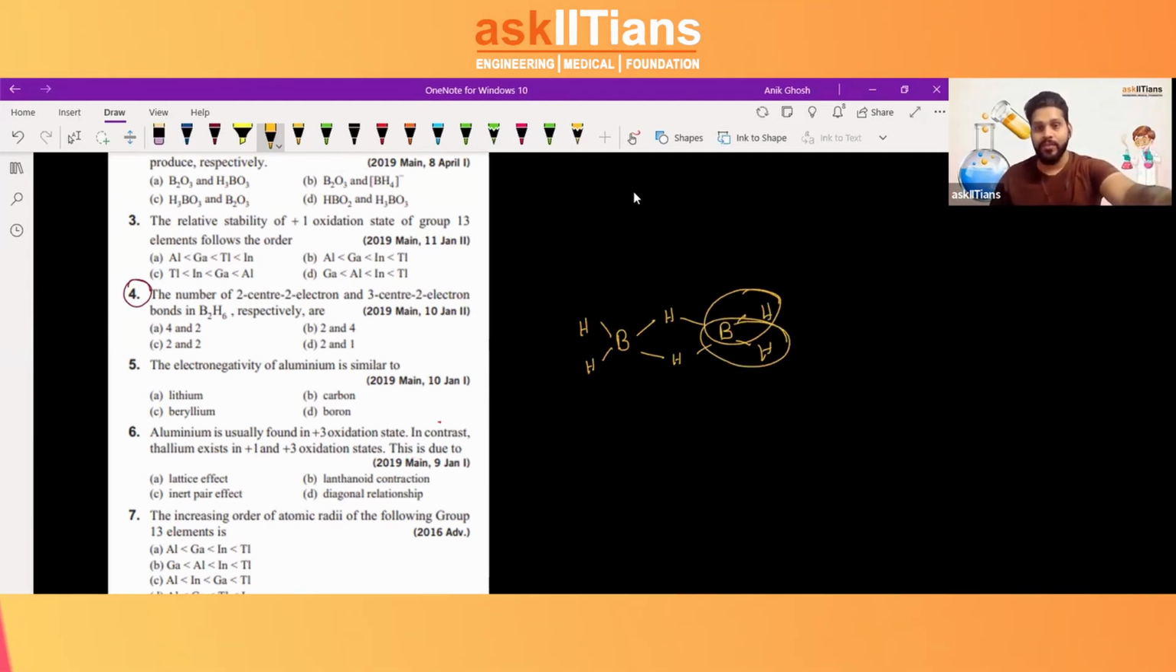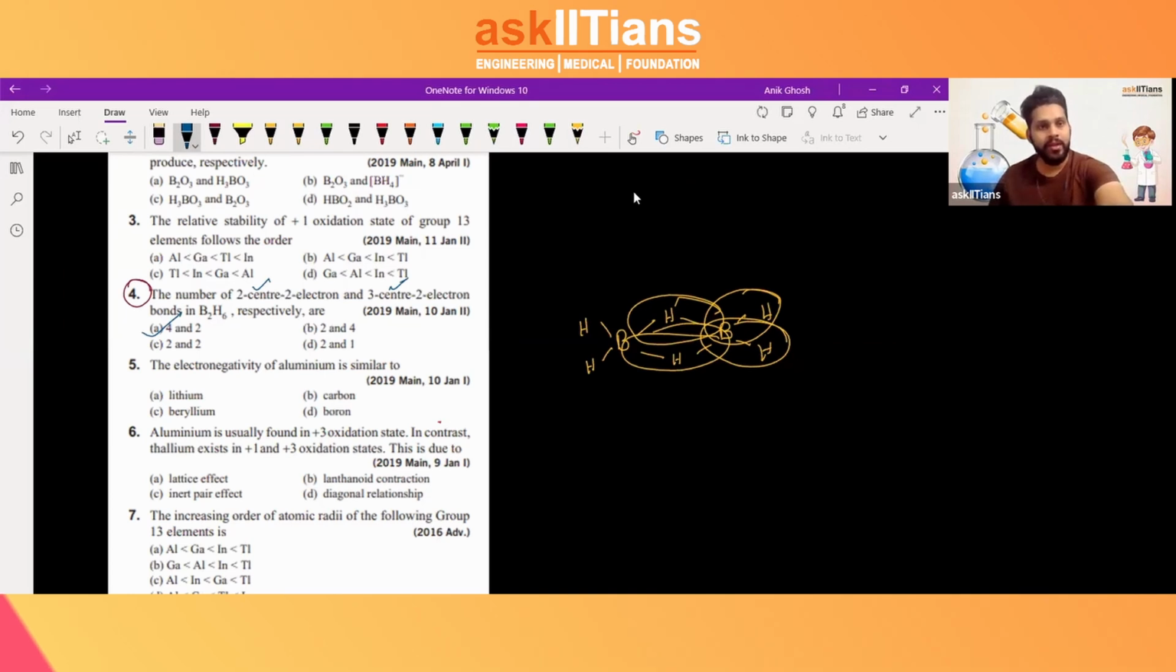4. And these bonds are called 3-centered 2 electrons. Banana bonds are called 3-centered 2 electrons. So how many of them are there? 2. So the answer is 4 2C2E and 3C2E. So 4 and 2. Option A is the correct answer.